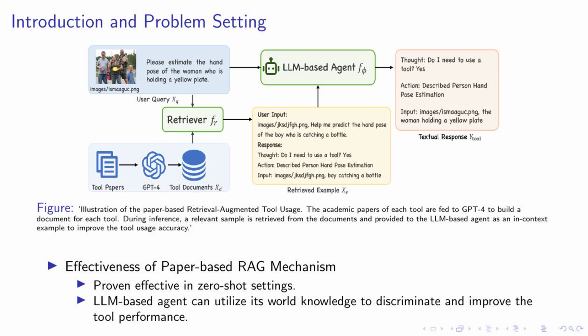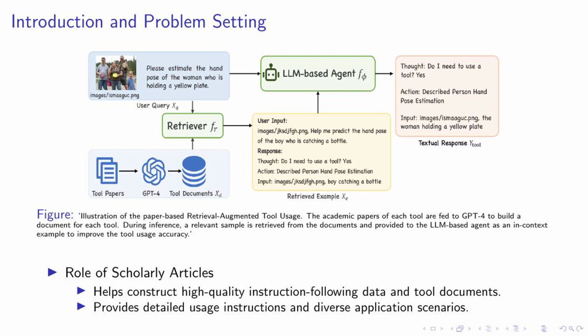This dual functionality makes our RAG mechanism a powerful tool in the realm of language model learning. Let's delve into the role of scholarly articles in our approach. These academic papers serve as a rich source of information, helping us construct high-quality instruction following data and tool documents. They provide detailed usage instructions and diverse application scenarios, which are crucial for our method.